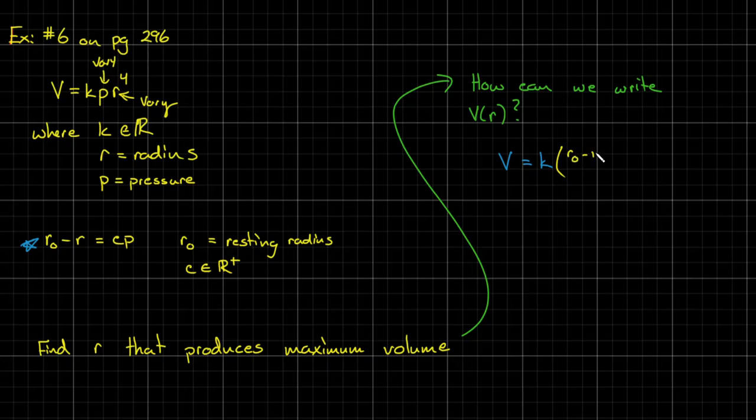R naught minus R over C. So there's my pressure, and I'm still multiplying it by R to the fourth, right? Now, when I look at this, I don't know if I would say it's nicer necessarily, but it certainly only has R as a variable here.